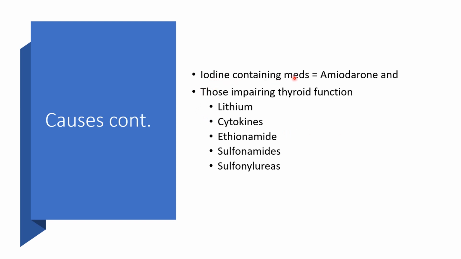Still on causes, iodine-containing medications are amiodarone and those impairing thyroid function. You can see, when we're saying drugs or medications can cause hypothyroidism, we've been able to break it down into two different categories here. A drug is containing iodine on its own, as amiodarone, while a set of other drugs, like drugs in North America means street drugs, the medications prescribed are called medications, but in Europe, drugs are what you take for treatment, and street drugs are called street drugs. Those impairing thyroid functions will be lithium, cytokines, ethionamide, sulfonamides, and sulfonylureas.